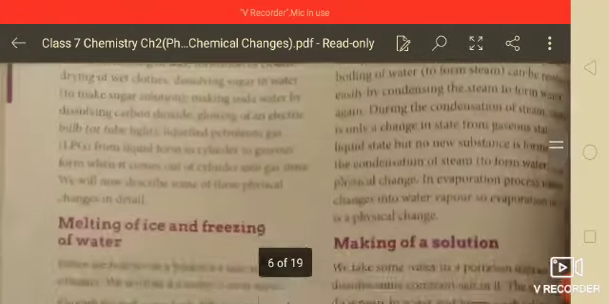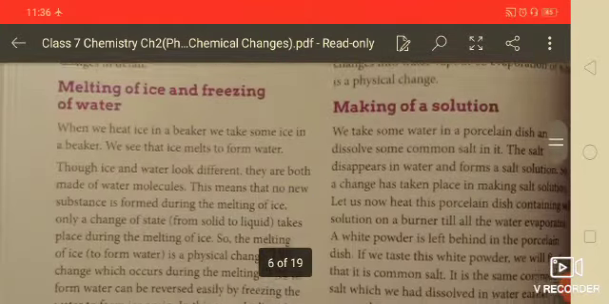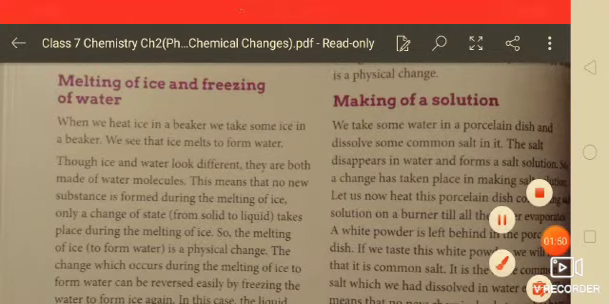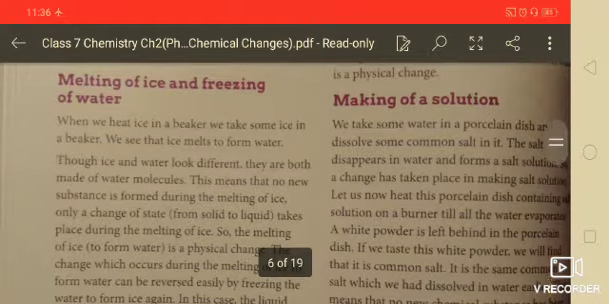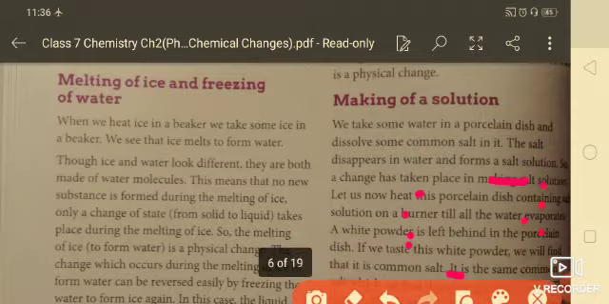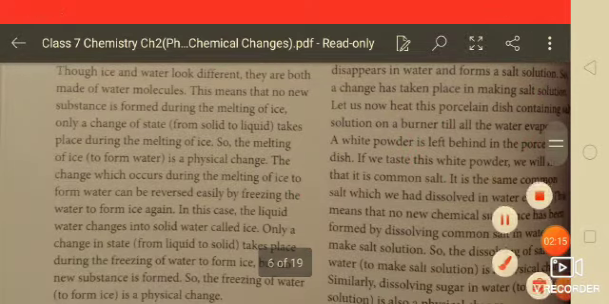Now the next one is making of a solution. We take some water in a porcelain dish that is available in the lab, and dissolve some common salt in it. The salt disappears in water and forms a salt solution. So a change has taken place in making the salt solution. Let us now heat this porcelain dish containing salt solution on a burner till all the water evaporates. A white powder is left there.